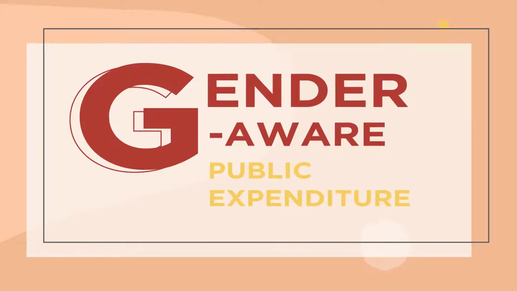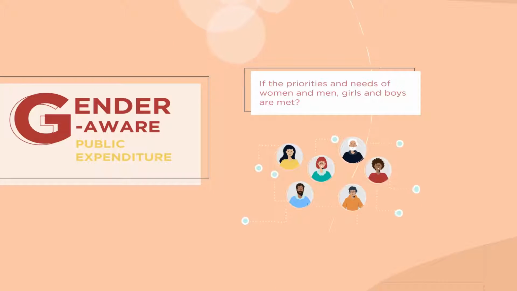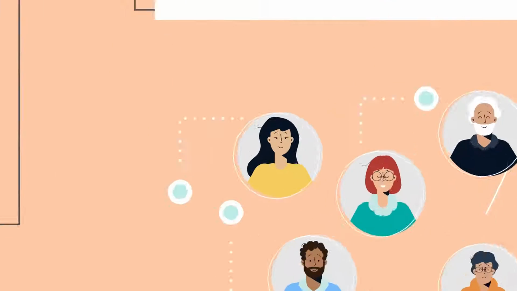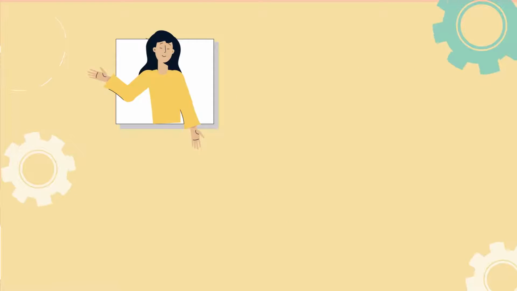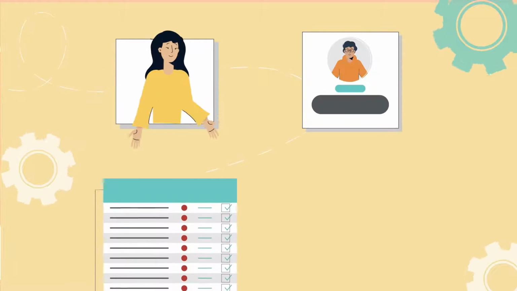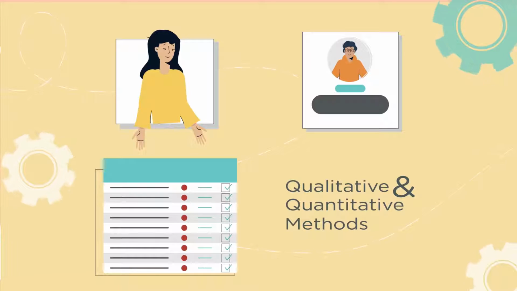Gender-aware public expenditure aims to identify if the priorities and needs of particular groups are met by gathering information on the views of the actual and potential users of publicly provided services through qualitative and quantitative methods.